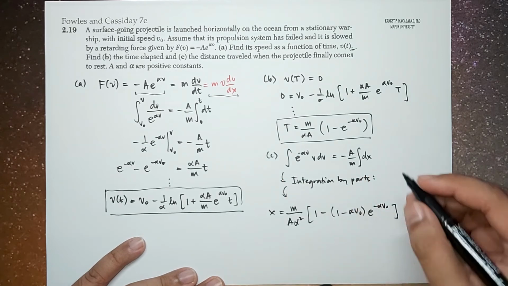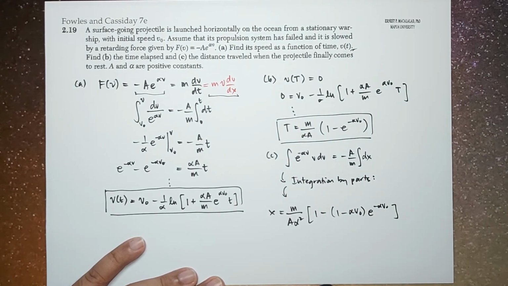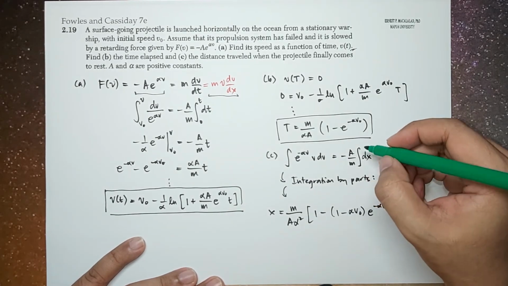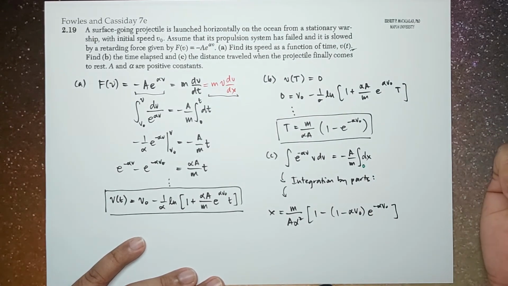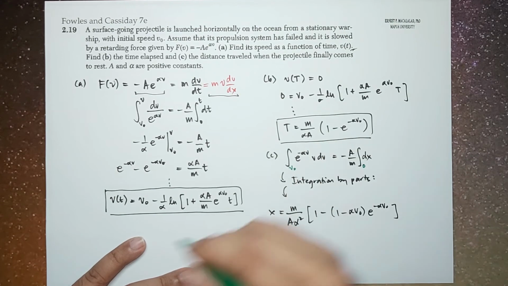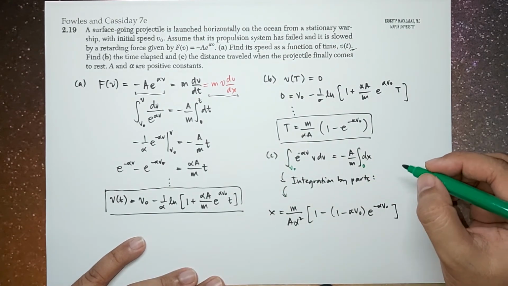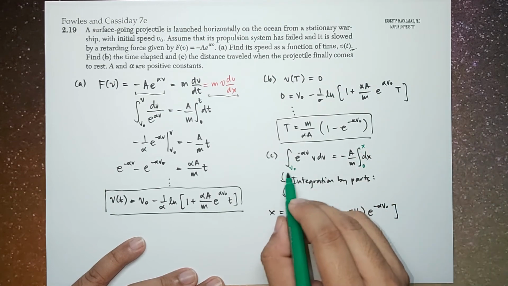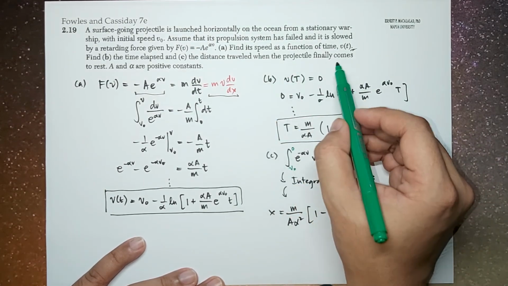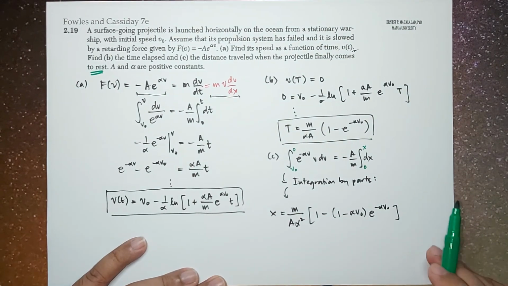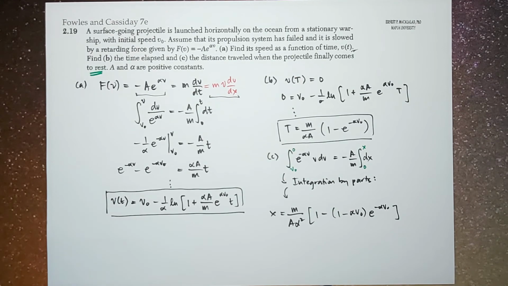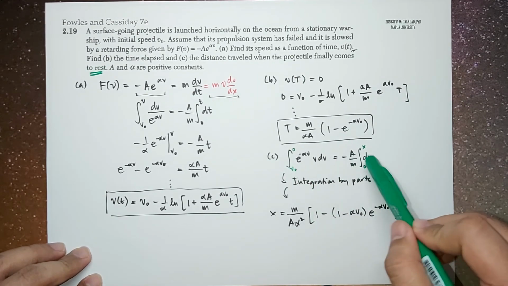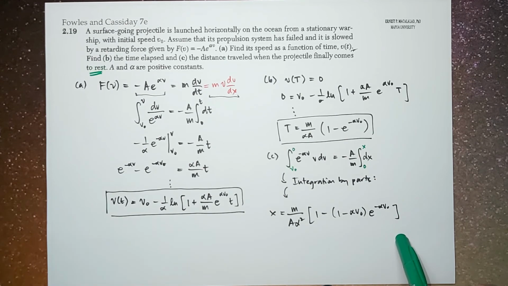Okay, so the integration limits would be as follows. At the initial position 0, the velocity is v naught, and then at a later position x, the velocity is 0 because we're looking at the distance to rest. So that would be our integration limits, and by doing this, you'll end up with this equation.